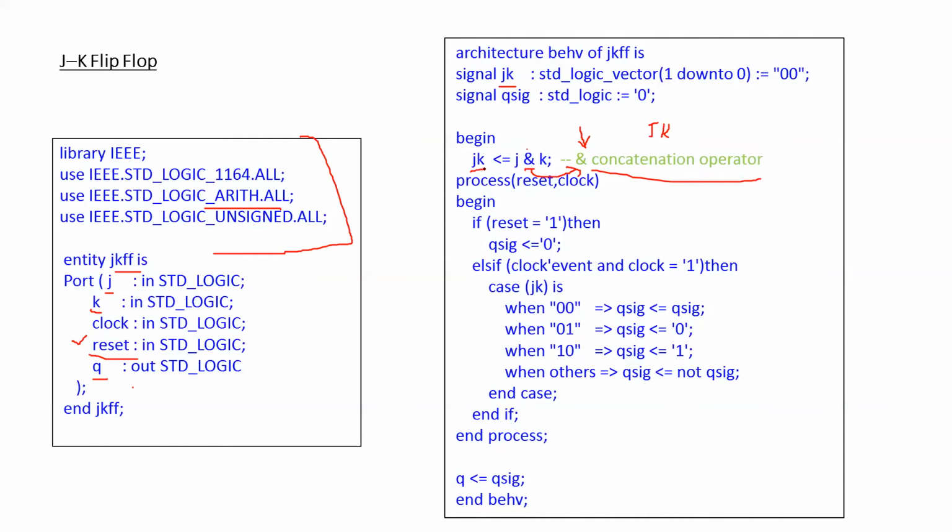I am hoping you all understood what I am trying to write. It is nothing but J and K. Suppose at an instant the value of J is 0 and K is 0. So J and K are now combining to 0 0. Similarly, suppose J is 1 and K is 0. So J and K is 1 0. It is assigning this particular value to this particular JK value.